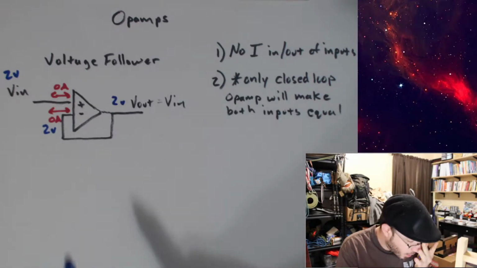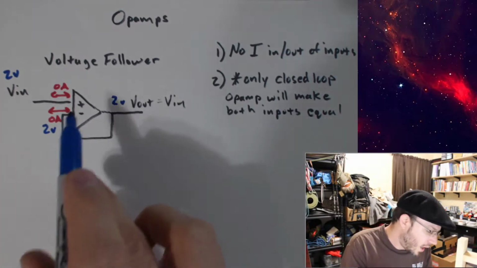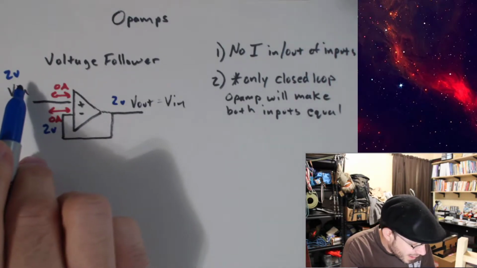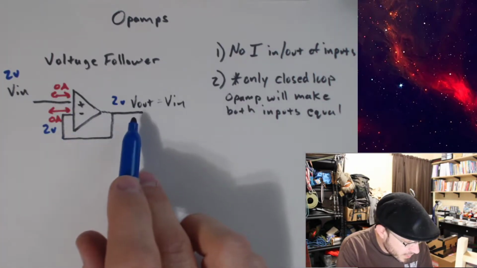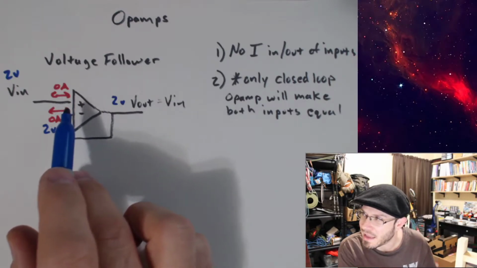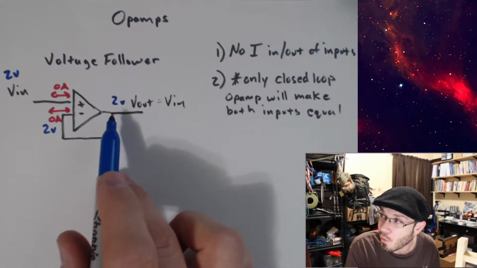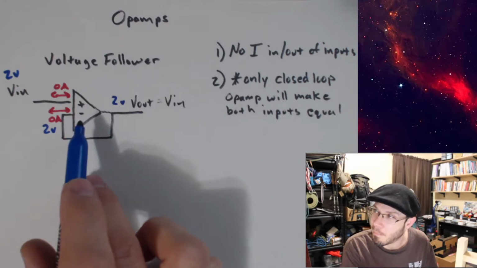Now you might go, well, what's the big deal about this voltage follower? Why is it useful? Yeah, if you have 2 volts here, you get 2 volts out. If I have 3 volts here, I get 3 volts out. However, these inputs are high impedance, and the output is guaranteed to be low impedance. So for that reason, you can think of this as a buffer.